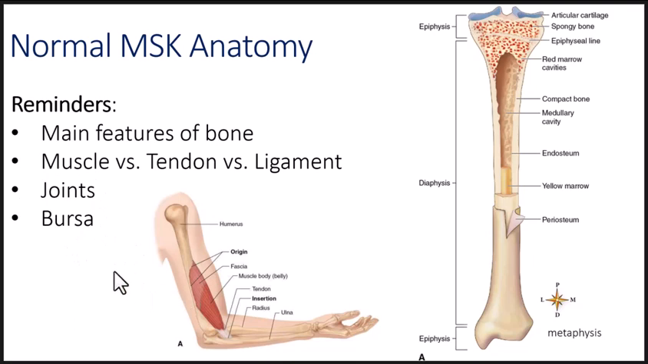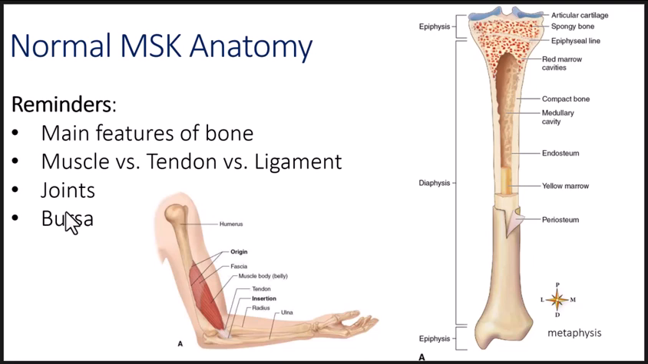Joints, where two bones come together to permit movement. And then bursa. Bursa are these fluid-filled sacs that are found in all different areas of our body. They're more prevalent in areas where a joint is present that has a lot of movement. So for example, our shoulder has various bursa that are present.